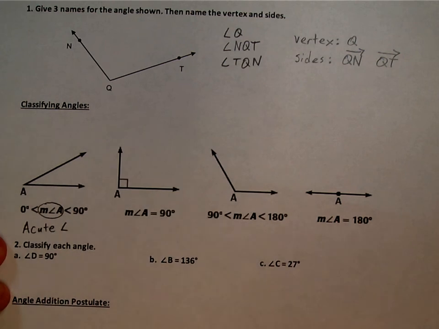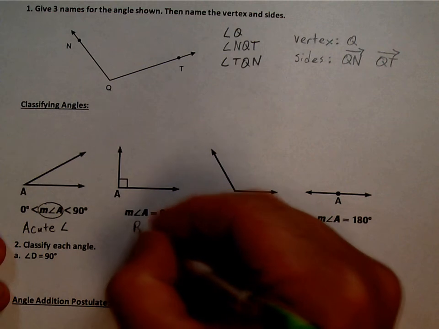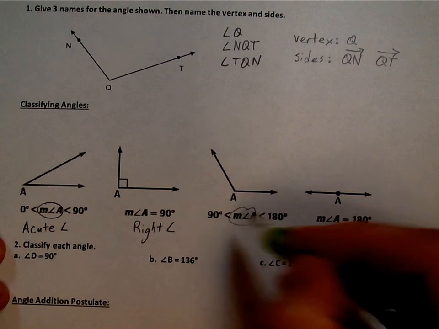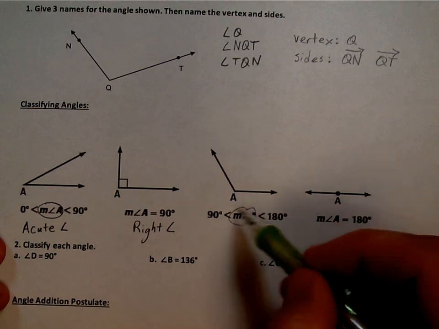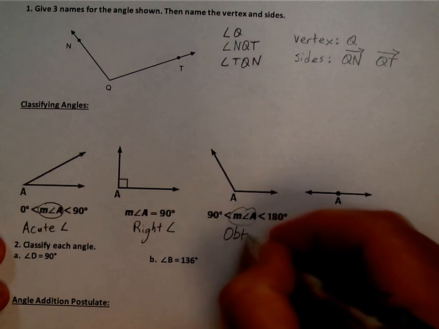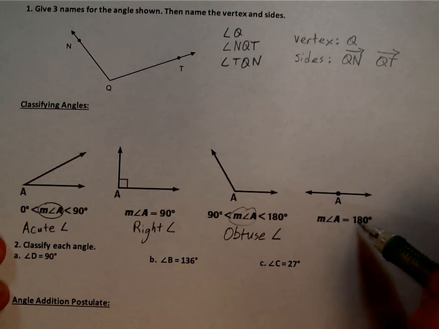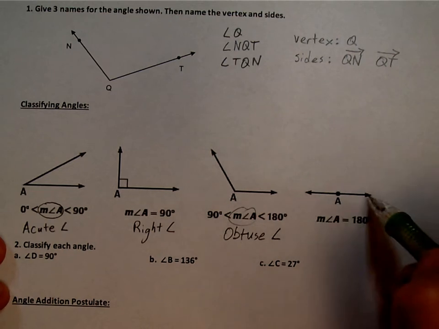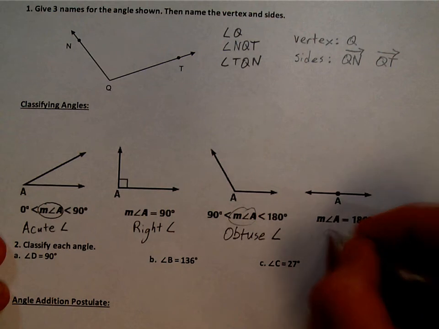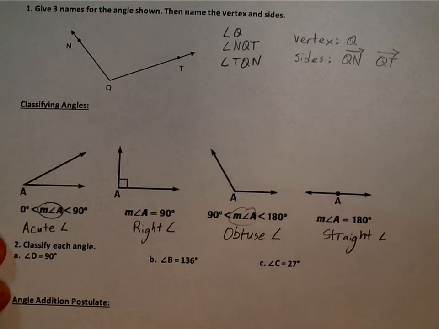That is a classification. If the measure of angle A is equal to 90 degrees, that's a right angle. That would be its classification. When the measure of angle A is less than 180 degrees, but yet larger than 90, so it's between 90 and 180, that we call an obtuse angle. That's its classification. And then if the measure of angle A equals 180 degrees, notice it looks like a line, and it is. If that's true, if it's 180 degrees, we call it a straight angle, for obvious reasons.